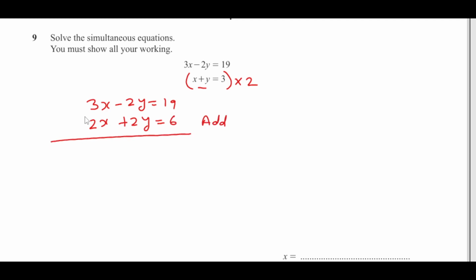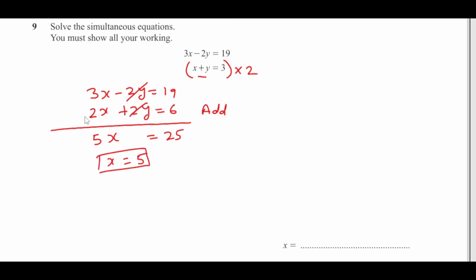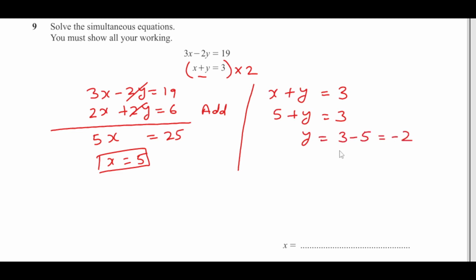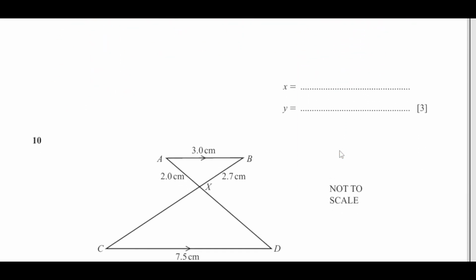So, we can add these equations. When you add this, 3 plus 2 is 5x, and this will become 0. 19 plus 6 is 25, and x will be 5 from here, right. So, once we got x, we can substitute this value in any of these equations. Now, the second one is the easy equation. So, x is 5 plus y equals 3, and y is going to be 3 minus 5, which is negative 2. So, we got the values. Here we have x is 5 and y is negative 2, right.